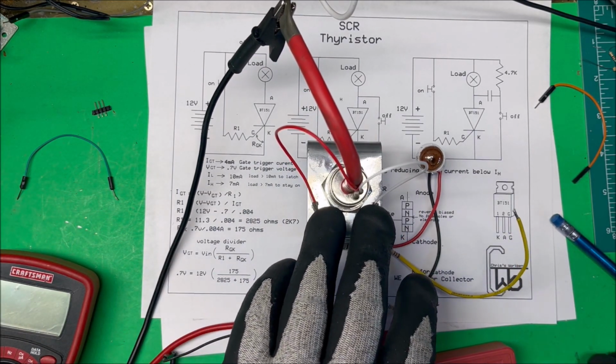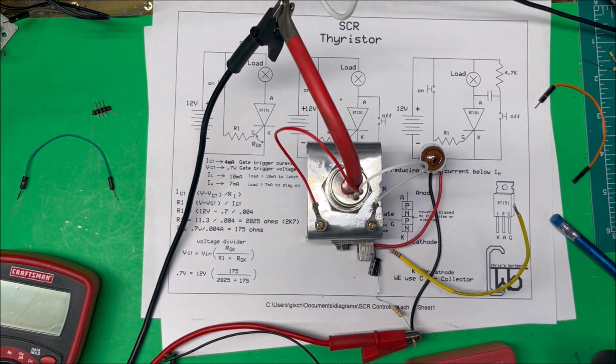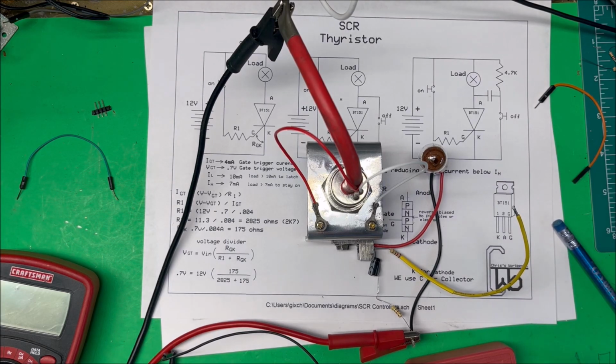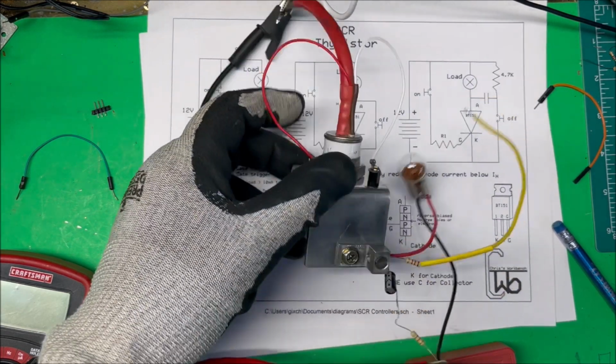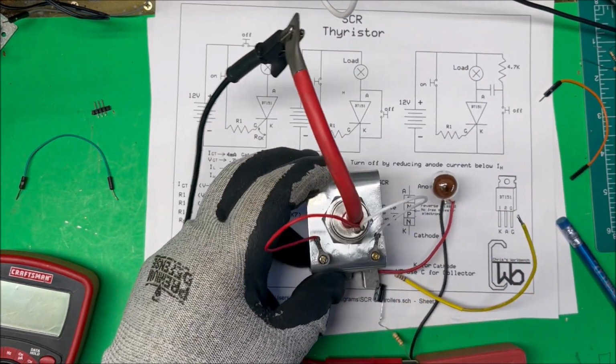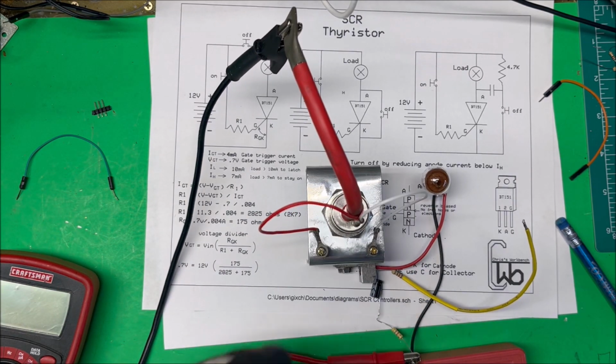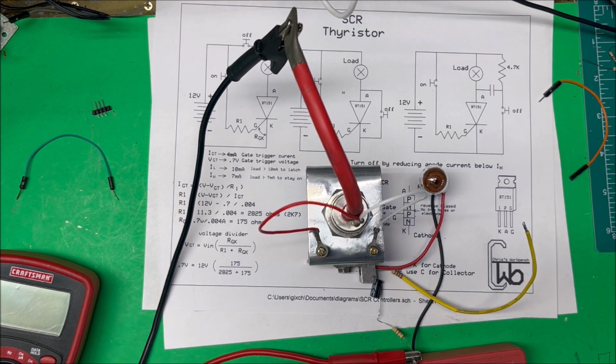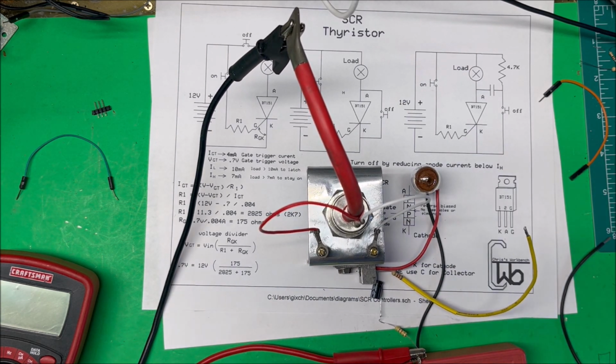This one is only about 20 ohms between the gate and the cathode, and this one's about 180 ohms, 175 ohms. But that's an SCR, and this one's good for about 300 amps. But that's the way you control them. And hopefully in the next video, I ordered some GTOs, a gate turn-off SCR, where you can just use the gate to turn it on and off. So we'll give those a try later. But that's it for now.